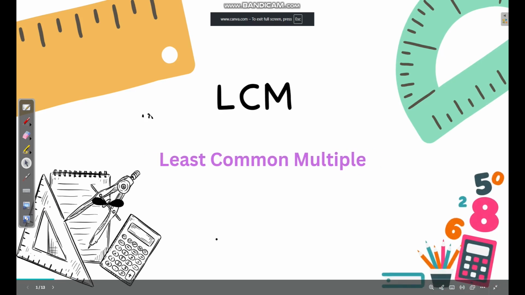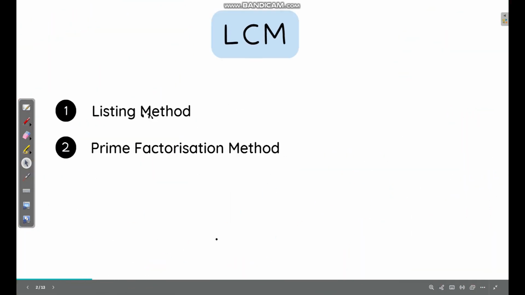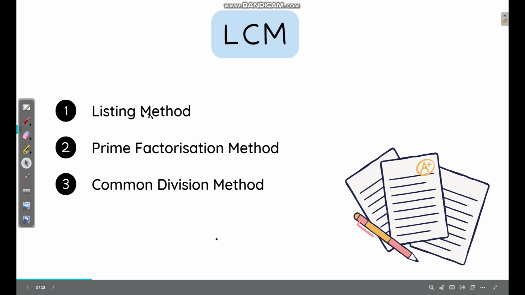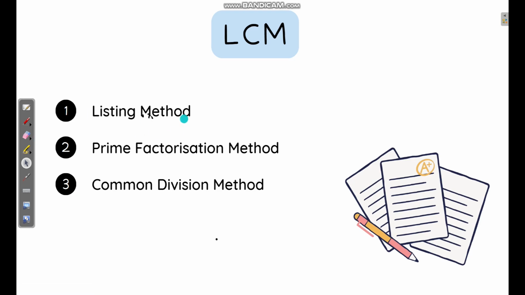Today we are going to learn how to find LCM, that is least common multiple or lowest common multiple. There are different methods by which you can find LCM. The first method is the listing method. The second method is the prime factorization method. The third one is the common division method. So let's see how to find LCM using the first method, that is the listing method.